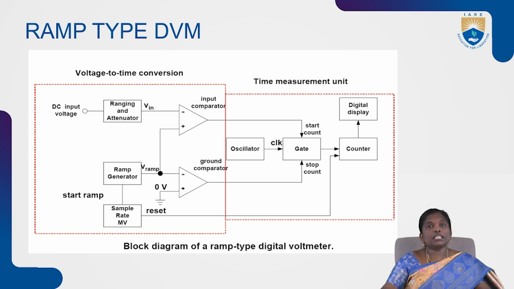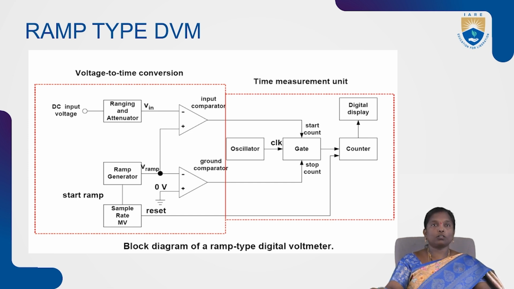In the construction, it consists of mainly two blocks. The first block represents voltage to time conversion, and the second block represents the time measurement unit. Before discussing the operation of this ramp type of digital voltmeter, we will see what the main blocks present in this ramp type of DVM are.